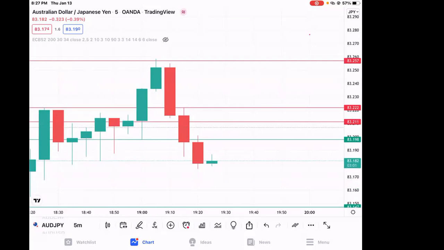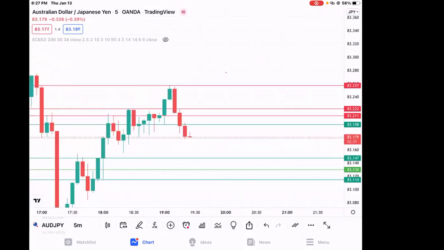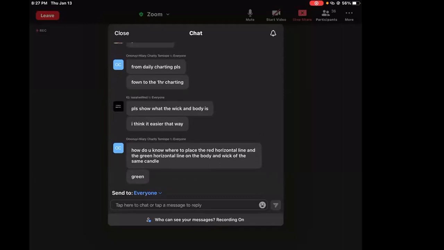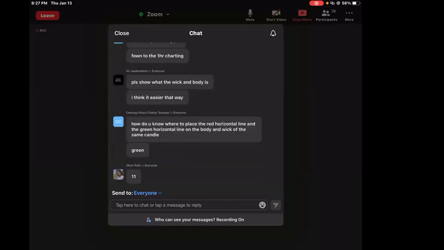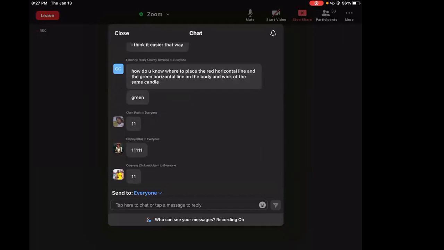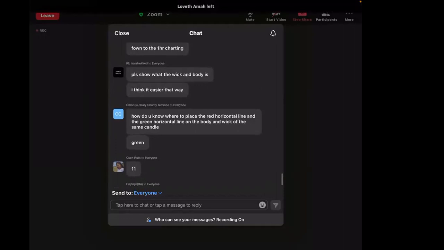Explain how an uptrend looks like, and how to get it. So please, guys, if you understand what I've been saying, please drop some ones, and if you don't, drop some twos, so I'll know. The red horizontal line is what we see as the resistance. Then the green one is seen as the support. The red one is always on top, that's the ceiling, on top of the wick and on top of the body.